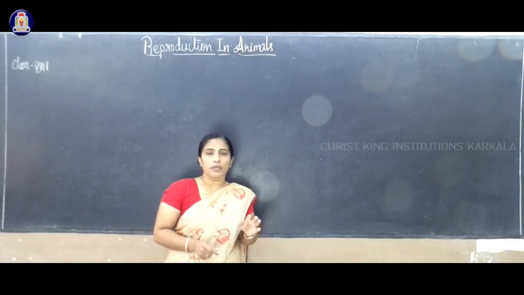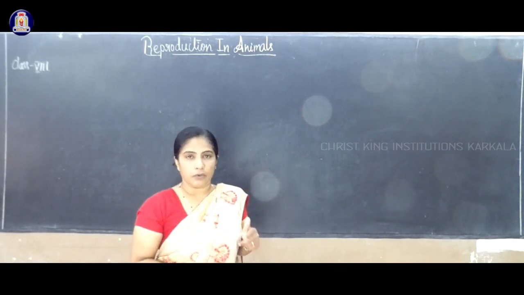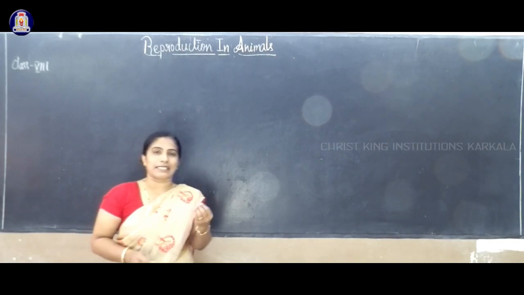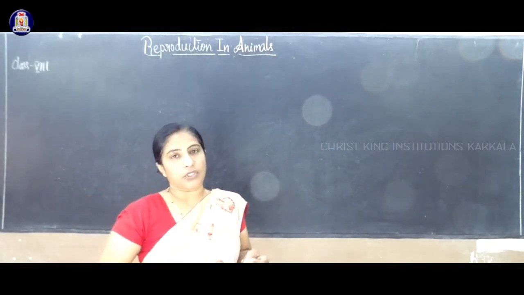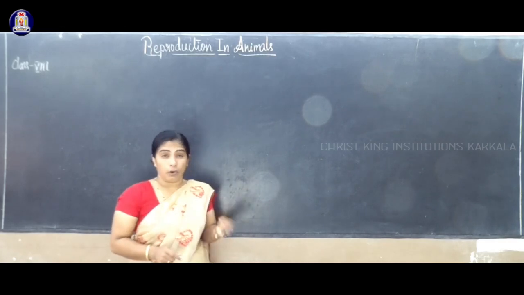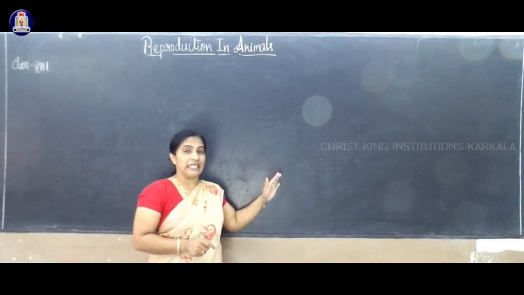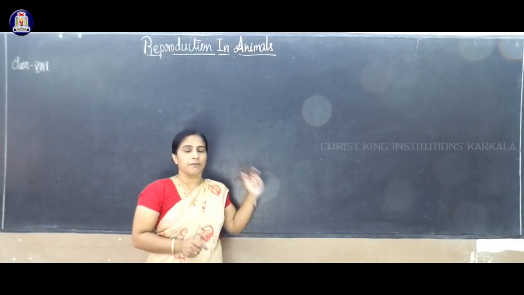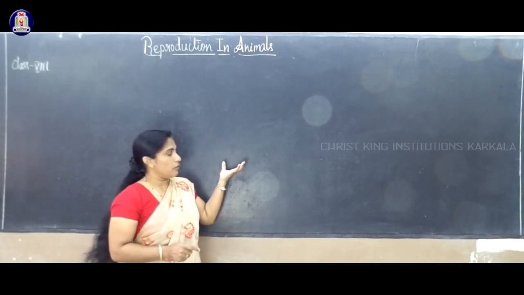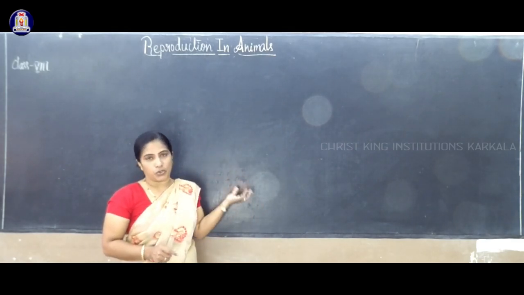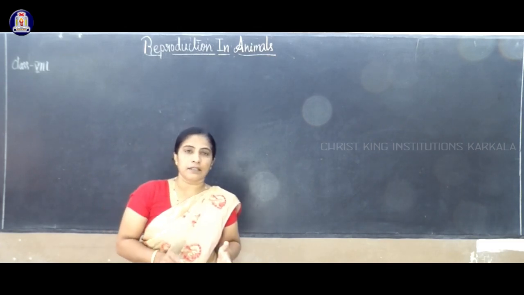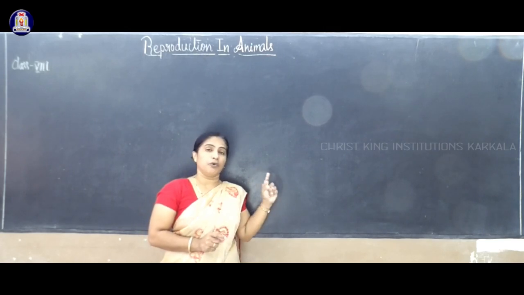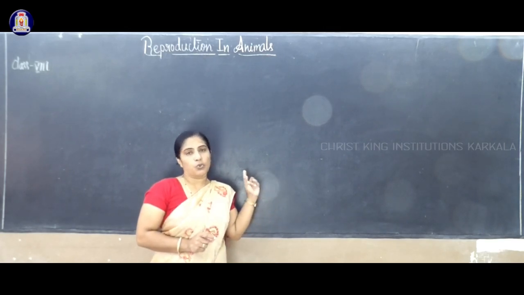You have already learned about reproduction in plants. Now let us study reproduction in animals. According to this year's syllabus, sexual reproduction in human beings is not included, because you will be studying it in 10th standard, 8th lesson, called How do Organisms Reproduce. So that is skipped from your portion. We are only studying the modes of reproduction, and in that only one type, asexual reproduction.